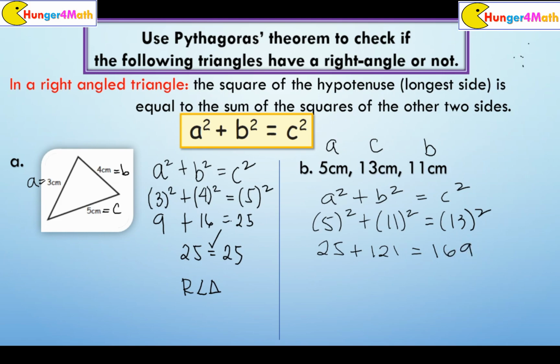Then let's add 25 plus 121, that's equal to 146, which is not equal to 169. So it only means that it is not a right angled triangle.